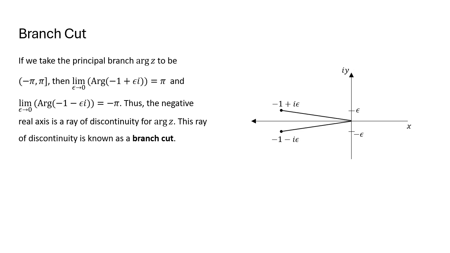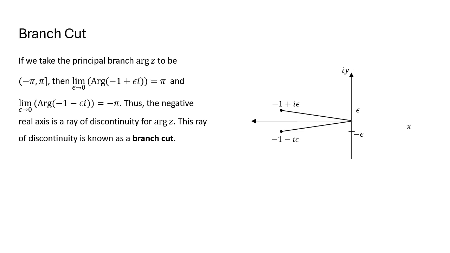And if you look at the point minus 1 plus I times epsilon, assuming epsilon is some small number, and the point minus I epsilon, which is just a little bit below it, when you take the limit of the one above, the argument approaches pi. However, when you take the limit as epsilon approaches 0 of this one here from below, you approach minus pi. So there's a discontinuity. There's no way of getting around that.